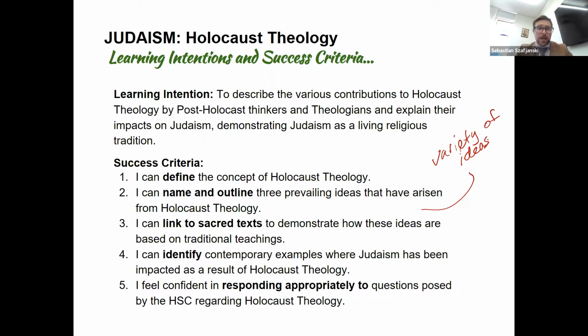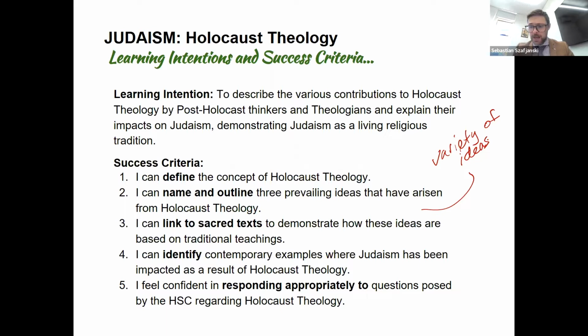impacts. Right? You can link to sacred texts to demonstrate how these are based on traditional teachings, and you can use quotes from authority from various rabbis, which we'll also have a look at. Can you identify contemporary examples where Judaism has been impacted as a result of Holocaust theology? So what has changed, or how do they remember this event? And you can feel confident in responding appropriately to questions posed by the HSC regarding Holocaust theology.